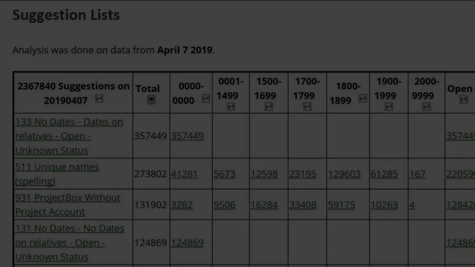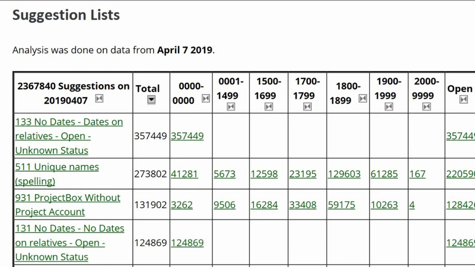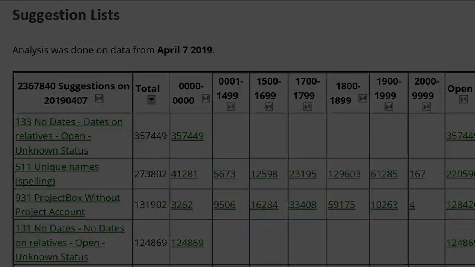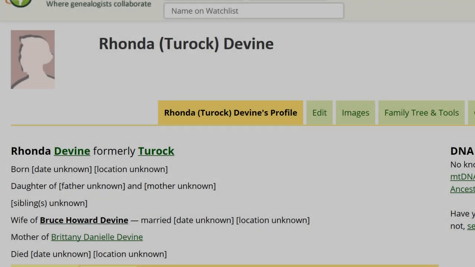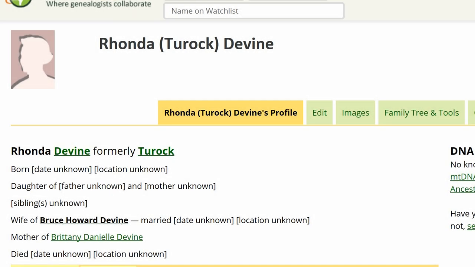But I digress. Some have relatives who show dates on their profiles, but some don't. No date profiles generate the largest number of suggestions, not just for this group, but overall. The most common error is the good old-fashioned typo. But there's also misunderstanding how a particular community kept dates, and the profile worker is relying on his or her way of dating. No available documentation makes many leave the birth, marriage, death fields blank.